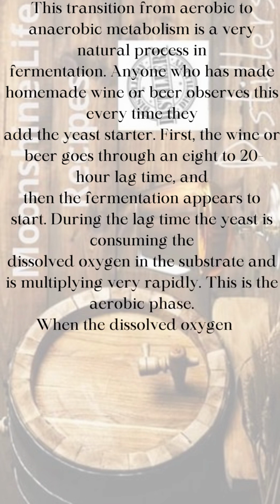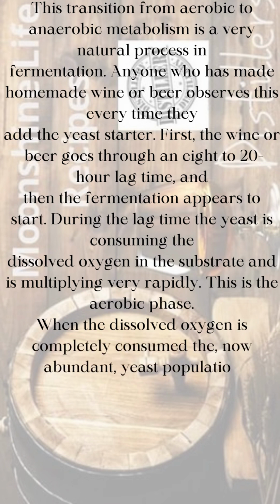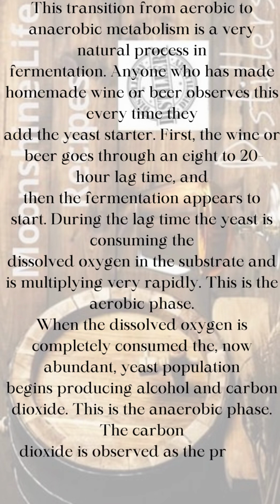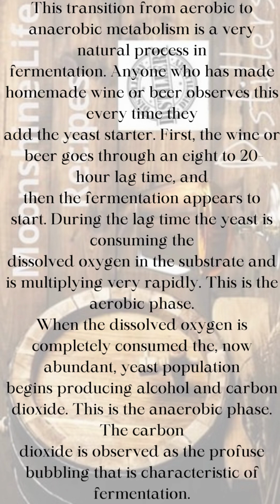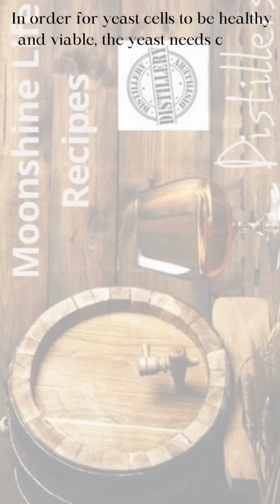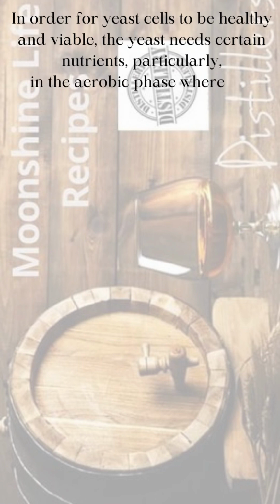When the dissolved oxygen is completely consumed, the now abundant yeast population begins producing alcohol and carbon dioxide. This is the anaerobic phase. The carbon dioxide is observed as the profuse bubbling that is characteristic of fermentation. In order for yeast cells to be healthy and viable, the yeast needs certain nutrients, particularly in the aerobic phase where cell multiplication is taking place.